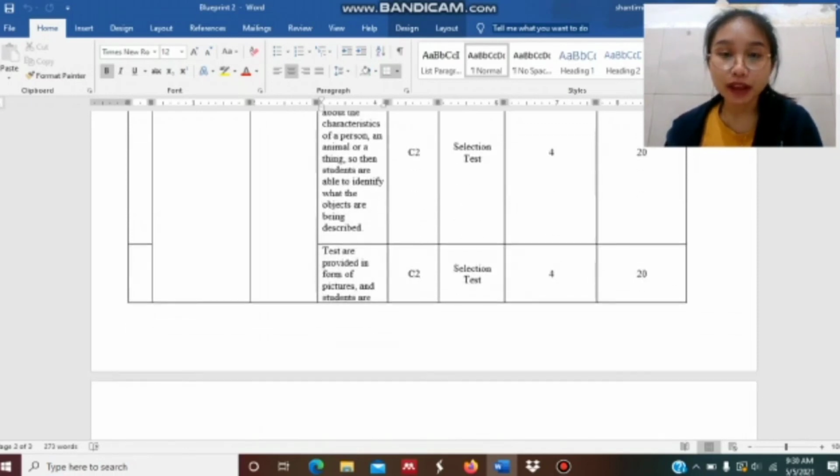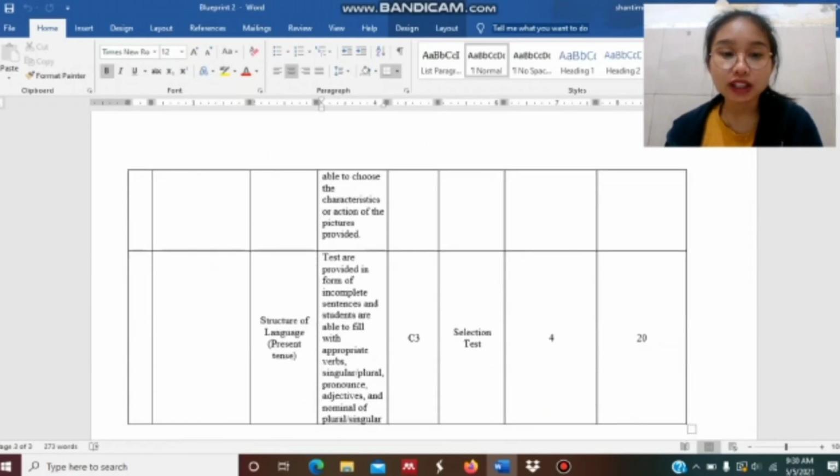For C3, here we use the structure of the language that is used in descriptive text. Here, the texts are provided in the form of incomplete sentences, so students are expected to apply their knowledge to choose which verb, singular or plural pronouns, and adjective are appropriate to fill the incomplete sentences that have been provided.